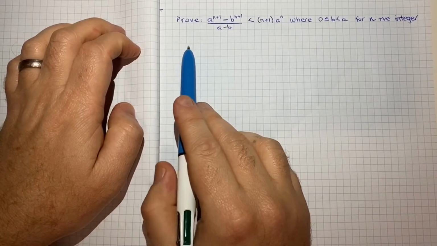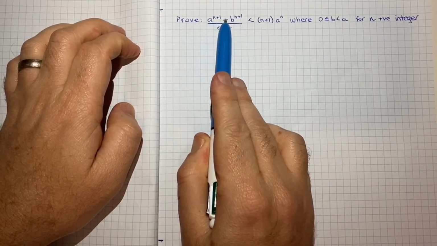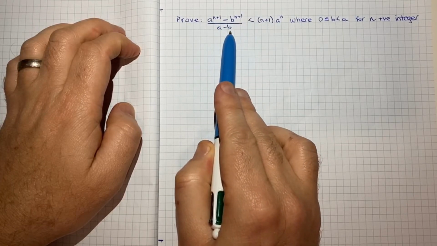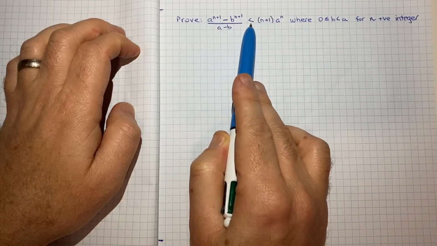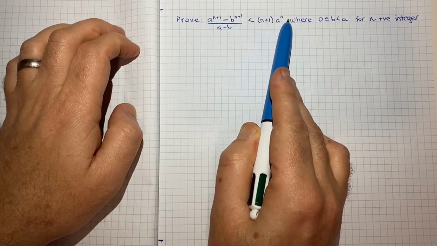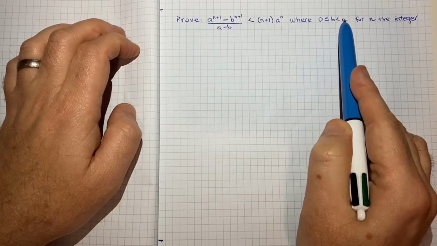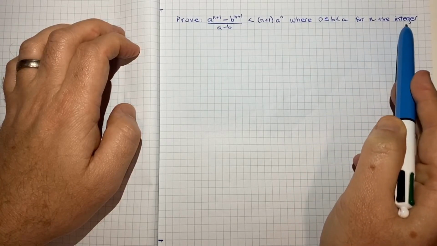In this question, we're being asked to prove that (a^(n+1) − b^(n+1)) / (a − b) is less than (n+1)·a^n, where b is greater than or equal to 0 and a is greater than b, and we're dealing with n being a positive integer.